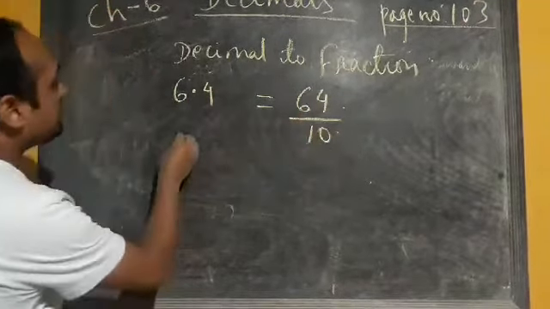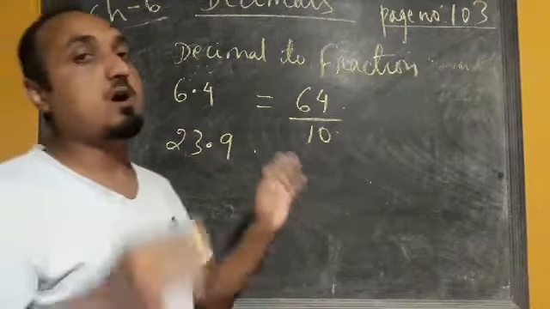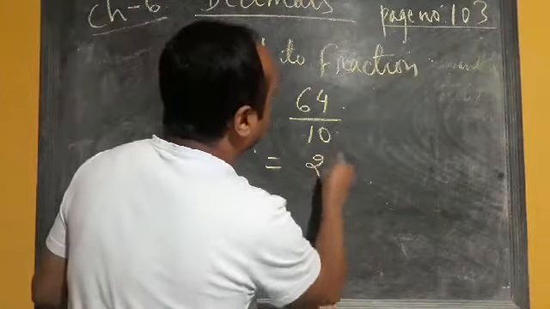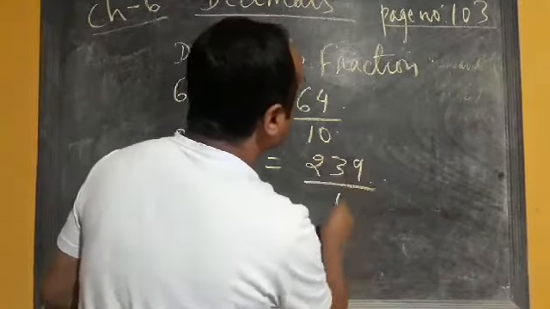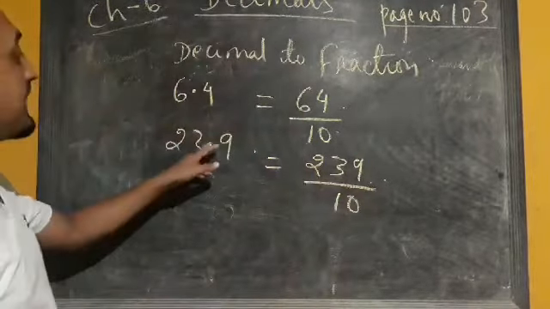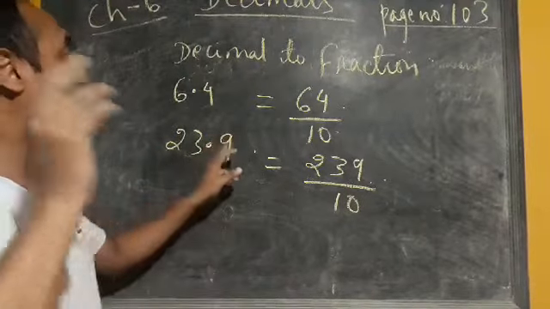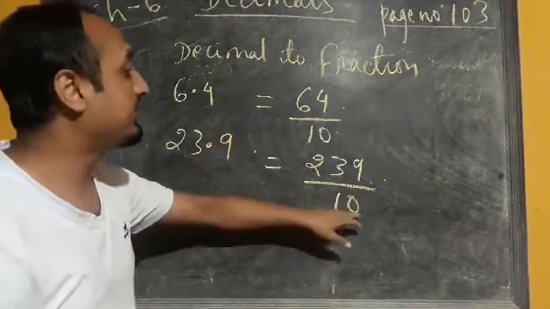Suppose we are given the number 23.9. How will we write this decimal in fraction form? We can write this as 239 by 10. Why 10? Because after the decimal we have one digit. So if after the decimal we have one number, then we have to divide by 10.